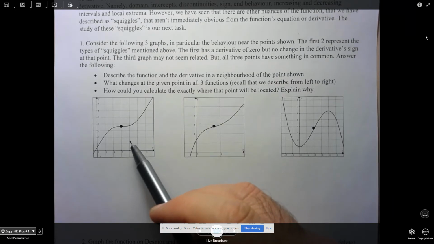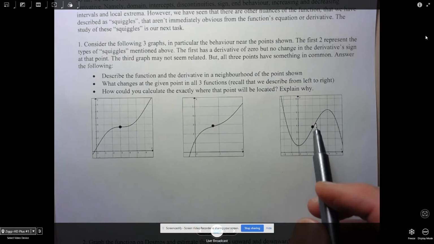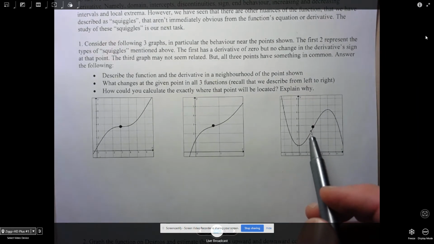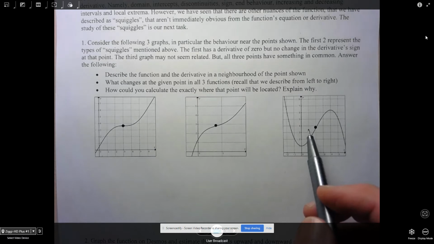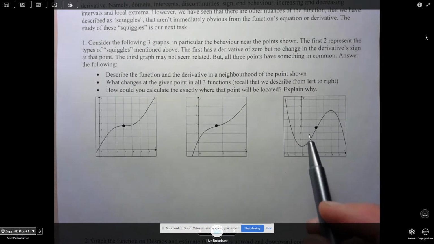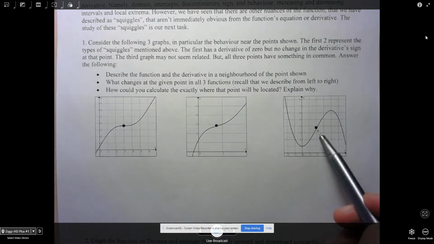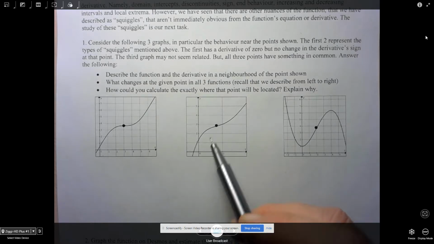So what we used to talk about as opening upward and opening downward with parabolas actually has a more official name, and it's what we call the concavity of the function. Not surprisingly, you think of the word concave: concave up, concave down. So the concavity of the function.